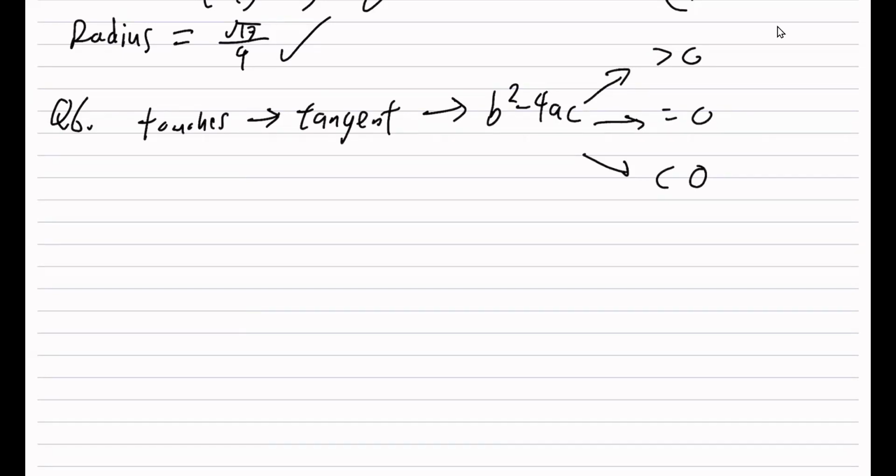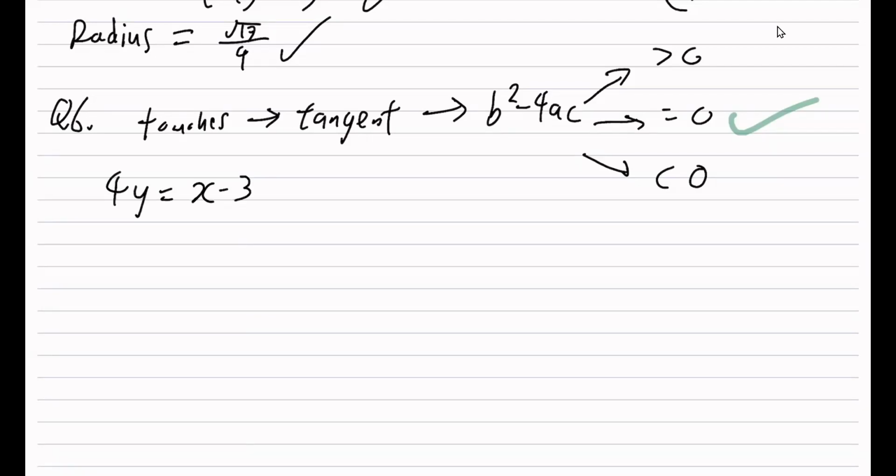Equals 0. So we need to get a quadratic equation. How do we do that? First step must always be simultaneous equation, substitute. Is that clear? Okay, so let's write that down.